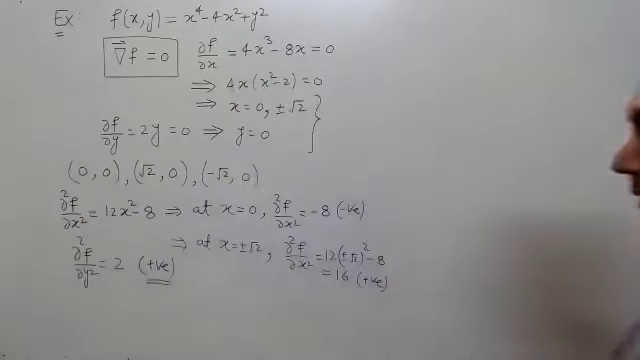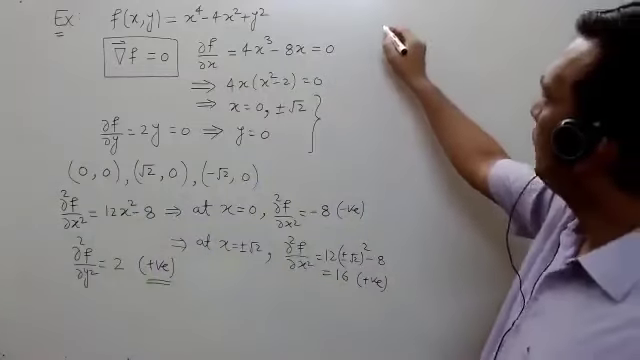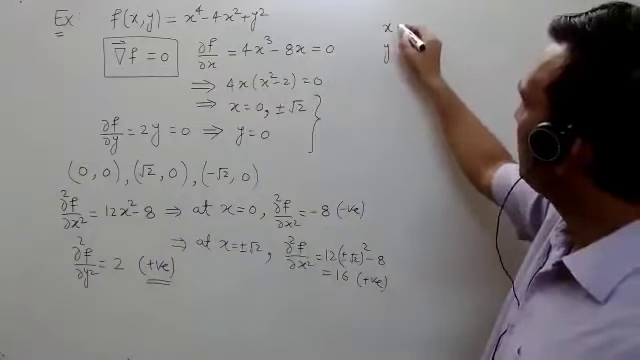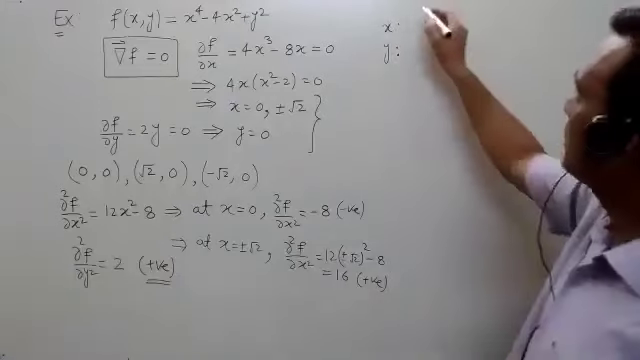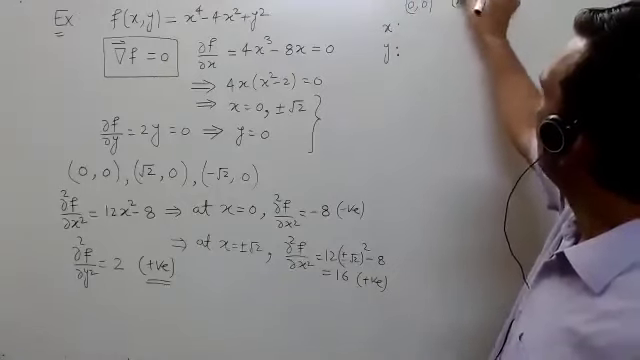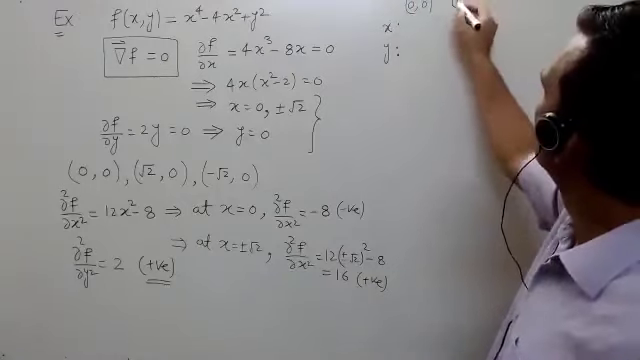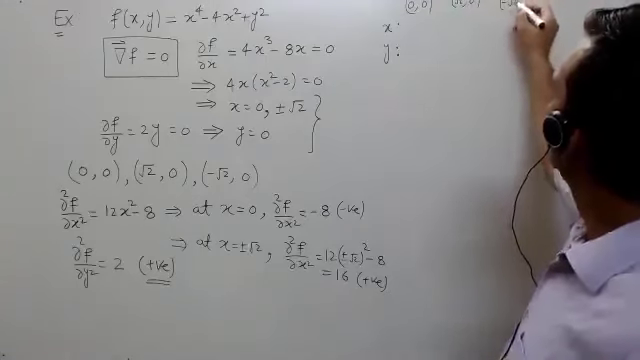Now you have to see, for the given values of x and y, what are the possibilities for the second derivative. You can see the first combination is 0, 0. Then you have root 2, 0. And the next combination is minus root 2.